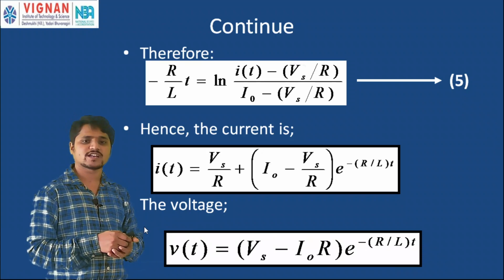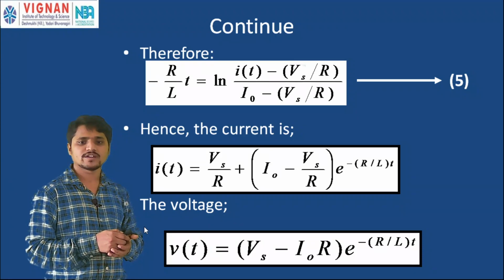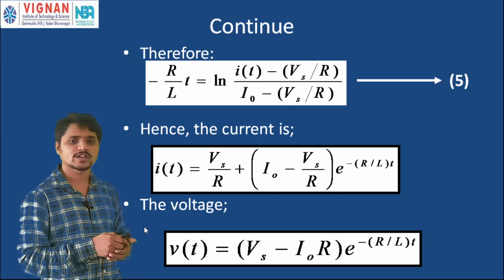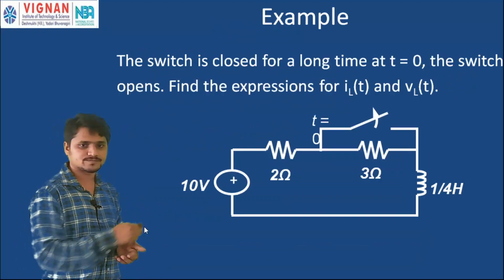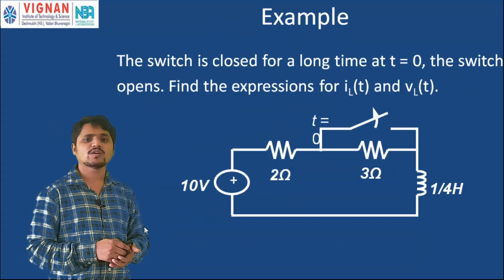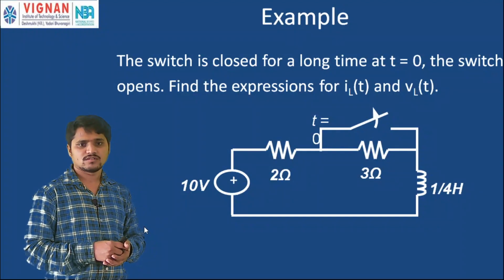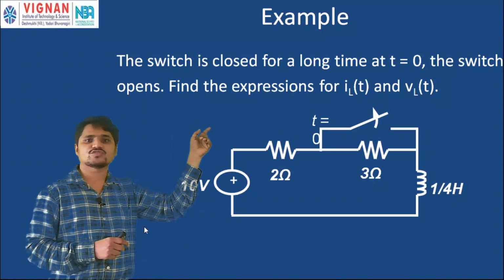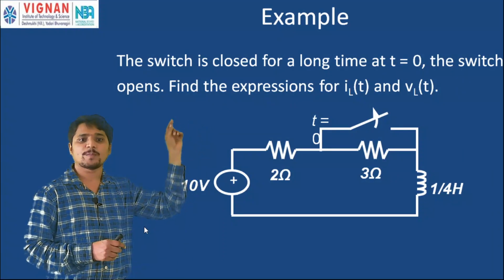Therefore the voltage across the inductor V of t is equal to Vs minus I naught into R into e to the power of minus R by L into t. So this is the response, that is the voltage and current in the inductor. Now let us solve one problem on this concept. So the problem is, the switch is closed at t equal to 0 and the switch opens.